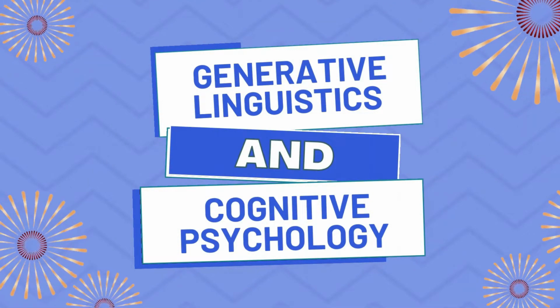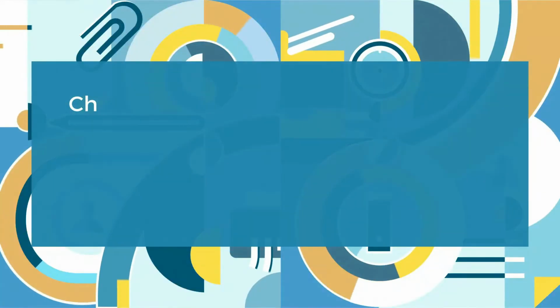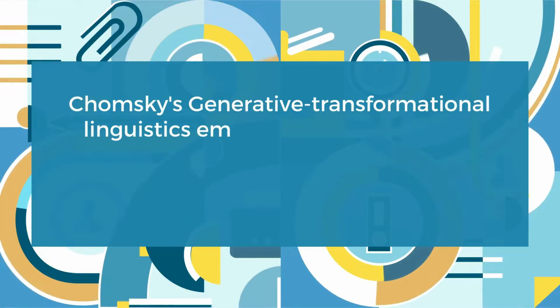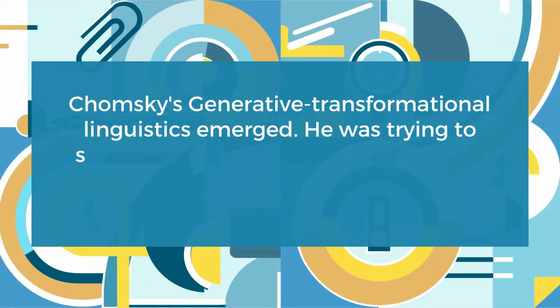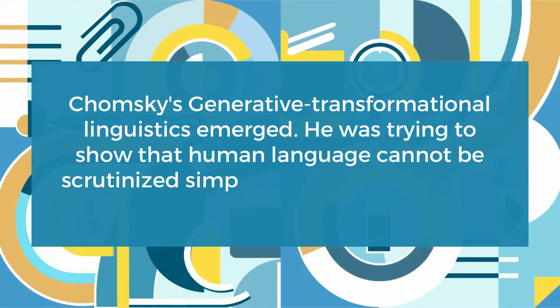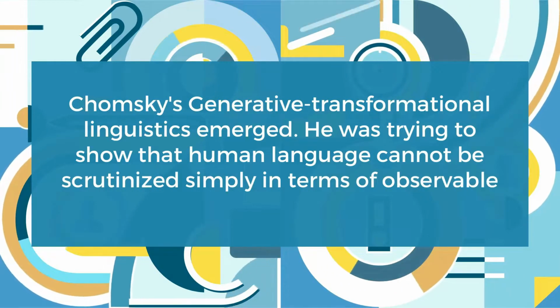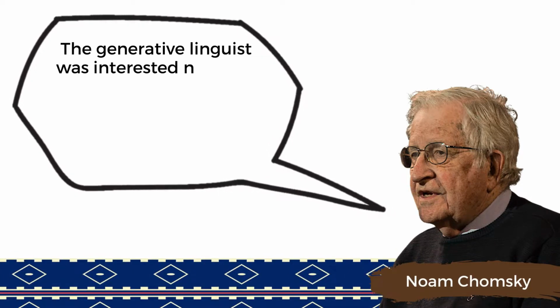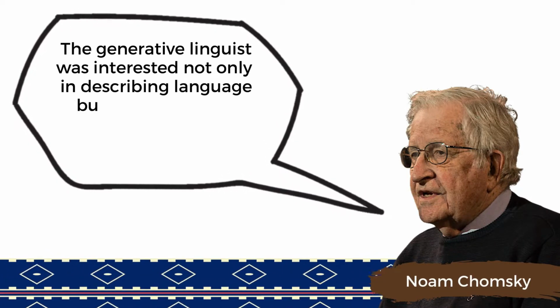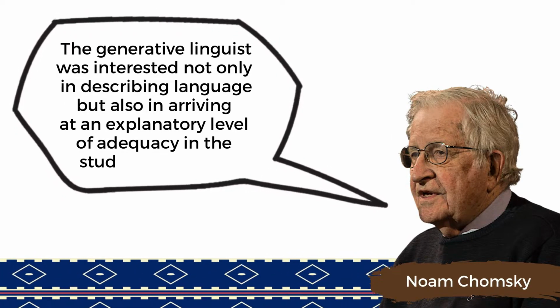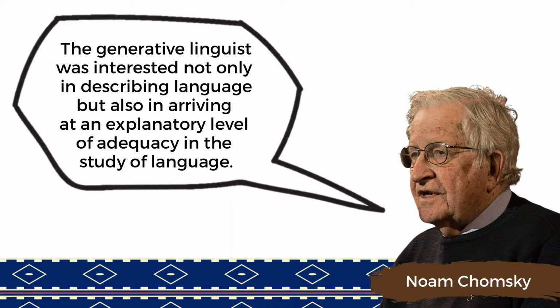Generative linguistics and cognitive psychology. In the decade of the 1960s, Chomsky's generative transformational linguistics emerged. Chomsky was trying to show that human language cannot be scrutinized simply in terms of observable stimuli and responses. The generative linguist was interested not only in describing language, but also in arriving at an explanatory level of adequacy.